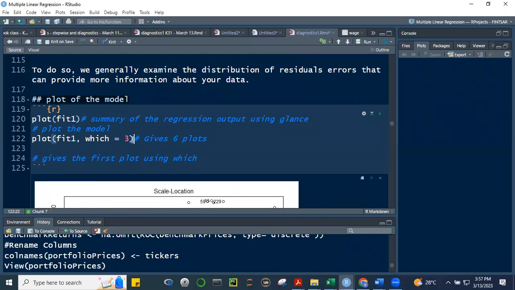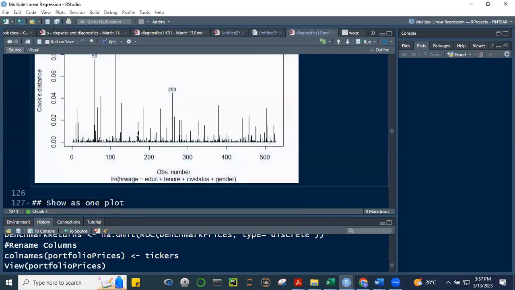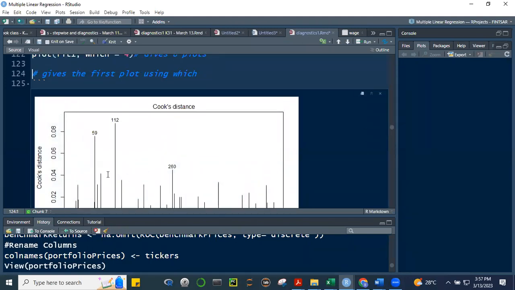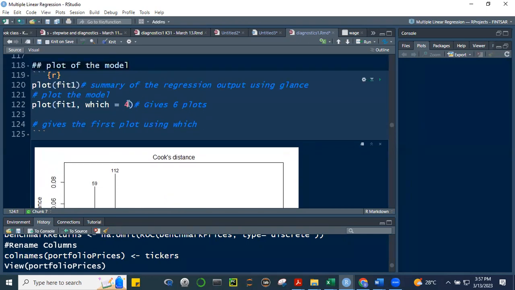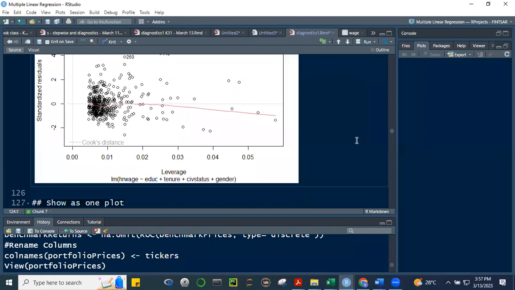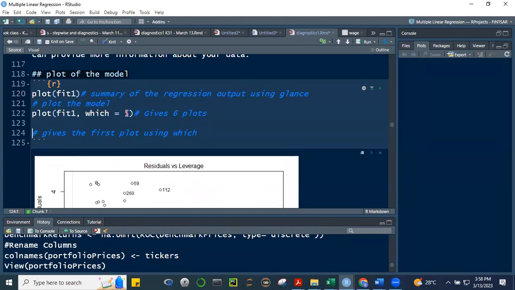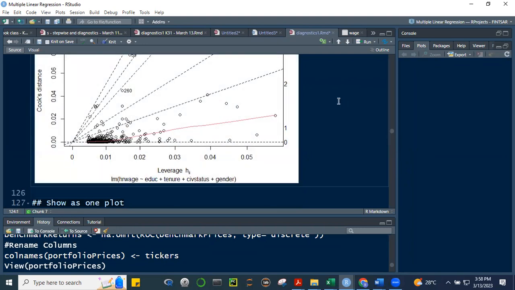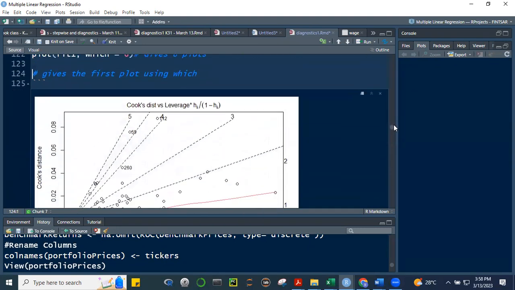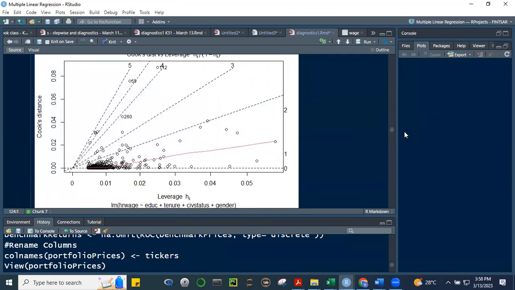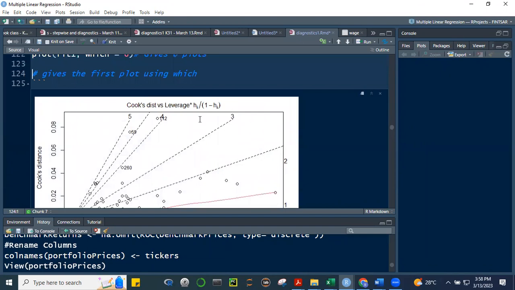Which equal to 4 will give us a different plot which you do not find in plot fit 1. This is your Cook's distance. The Cook's distance is a measure to determine the potential influence points. So you have here observation number 112, observation number 59, observation number 260. We're going to take a look at this next meeting. And then which equal to 5 is similar to number 4, and we also have number 6. So there are 6 plots actually. This is Cook's distance versus leverage. We're going to take a look at the difference between Cook's distance and what leverage means.